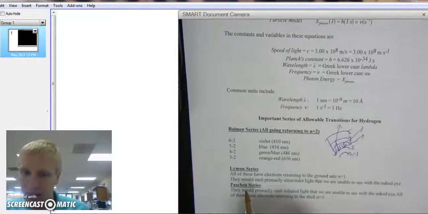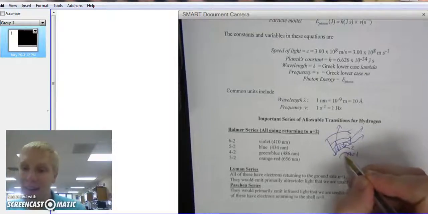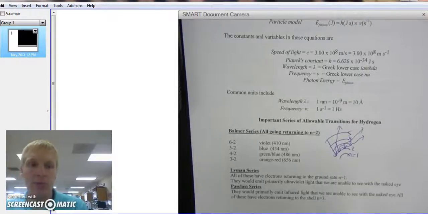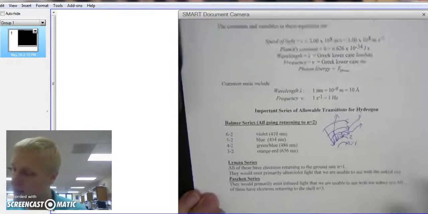The next one is the Lyman Series, and for this, all of your jumps are ending at n equals 1, energy level 1. And for this one, the line spectrum is going to be found in the ultraviolet spectrum, so we can't really see it with our eyes. We'd have to use a very expensive machine.